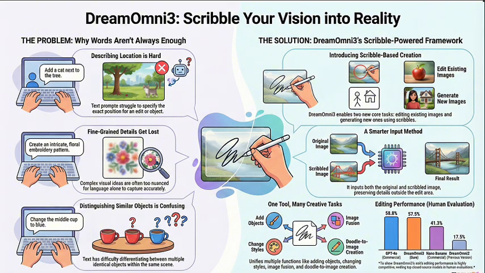And that control is probably why it performs so well in their tests. What did the tests show? It achieved the best results in human evaluations by a pretty wide margin, beating out other models like its predecessor, DreamOmni2, and even some big commercial ones.